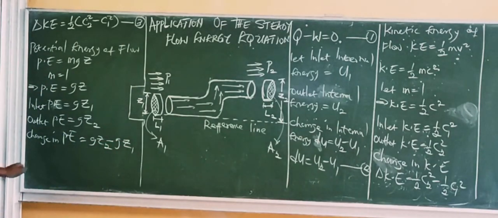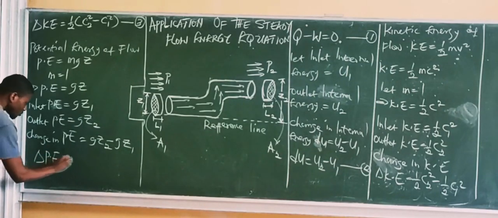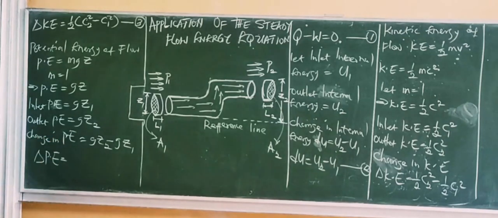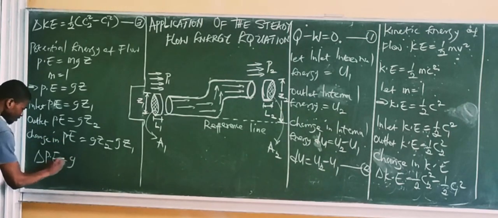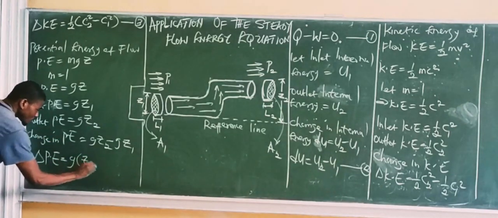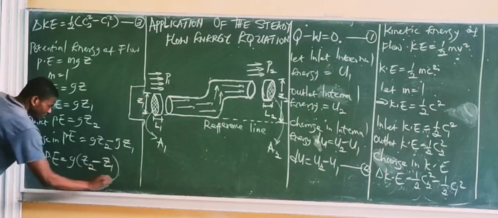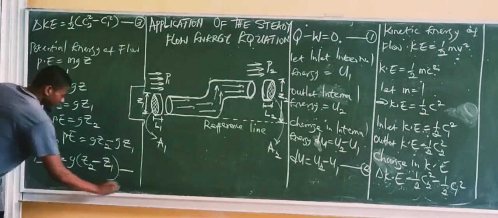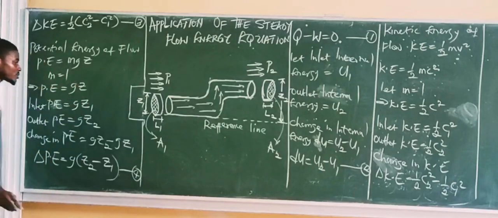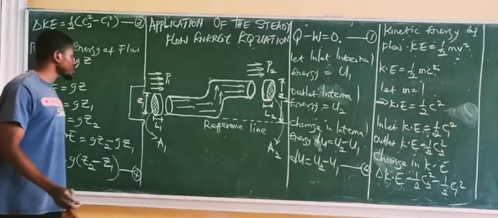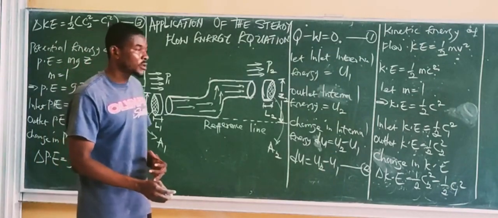So the change in potential energy is equal to g, which is common, so you factor it out. You have g times (Z2 minus Z1). Let's call this equation 4.